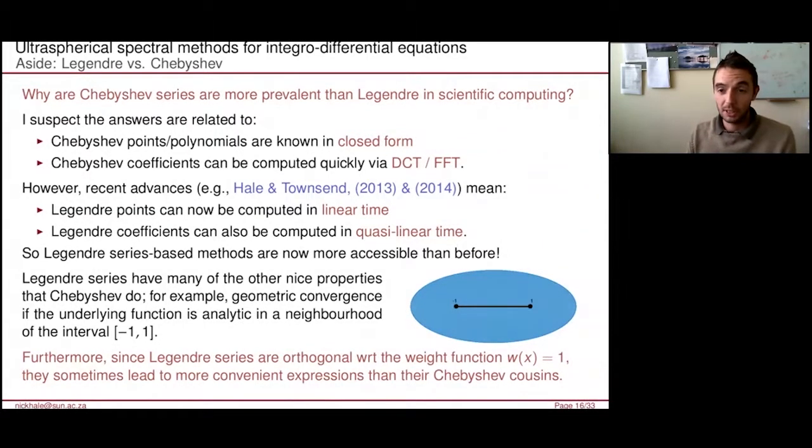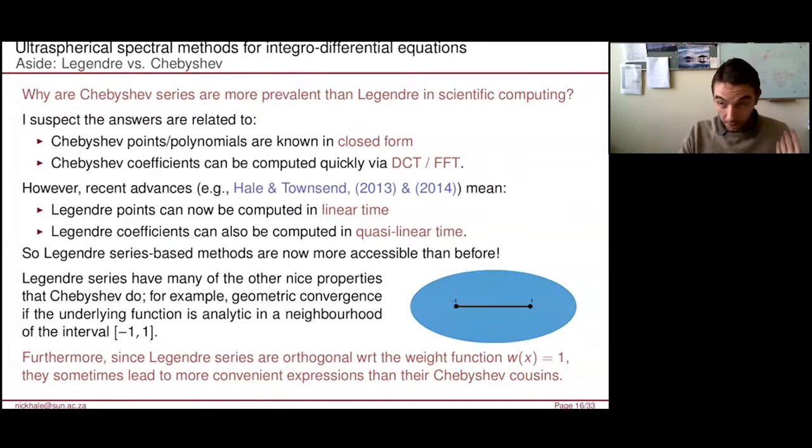Okay, so just a brief aside. If you've worked a lot in scientific computing and numerical analysis, people talk about Chebyshev series and use Chebyshev series all the time. Legendre series, not so much. People talk about Legendre almost exclusively in the case of Gauss quadrature, and don't really talk about Legendre polynomials or Legendre series anywhere else. And I wanted to just maybe think about why that is. Here are probably the two answers. The first is that the Chebyshev polynomials and the Chebyshev points, which are either the roots or the extrema of these polynomials, are known in closed form, which is obviously very nice.